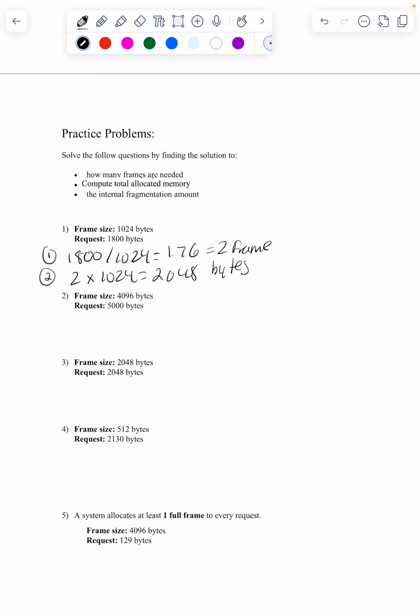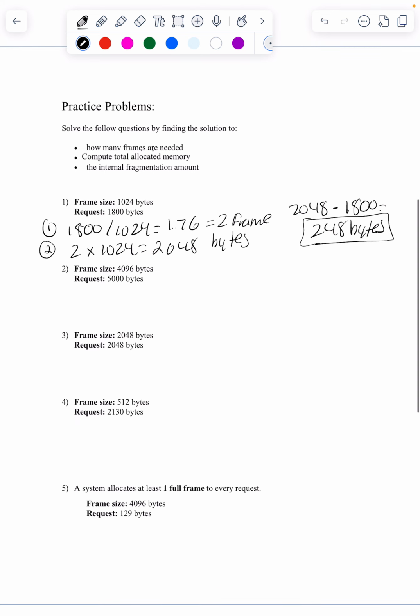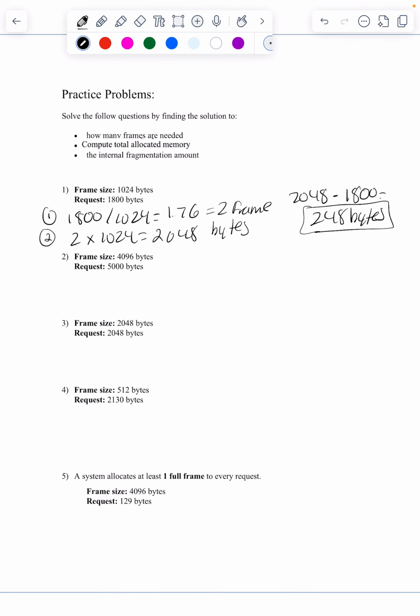And then finally, we're going to look at how much is wasted, and that is taking the total, which is 2048, subtract the requested, and we get about 248 bytes of internal fragmentation. Moving on to the next problem. We have a frame size of 4096 bytes and a request of 5000 bytes.